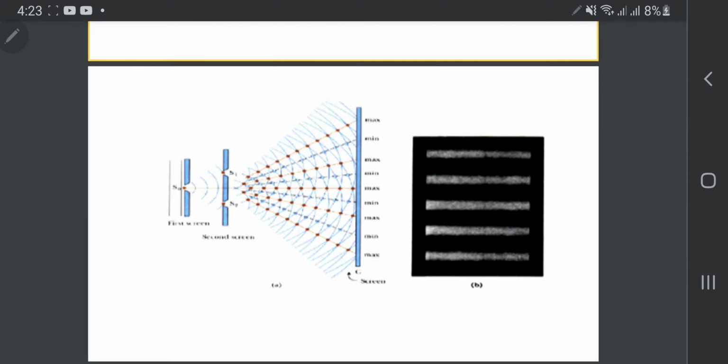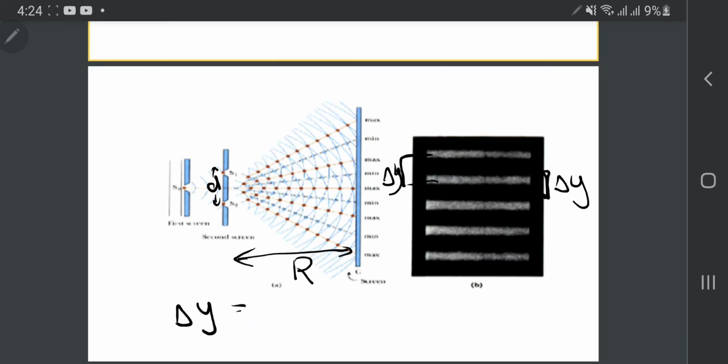The distance between the two slits is called d small. The distance between the double slit screen and the observation screen, the screen on which we can observe the bright and dark fringes, is called R capital. The distance between the centers of two successive bright fringes, or the centers of two successive dark fringes, equals delta y. These fringes appear on the observation screen.